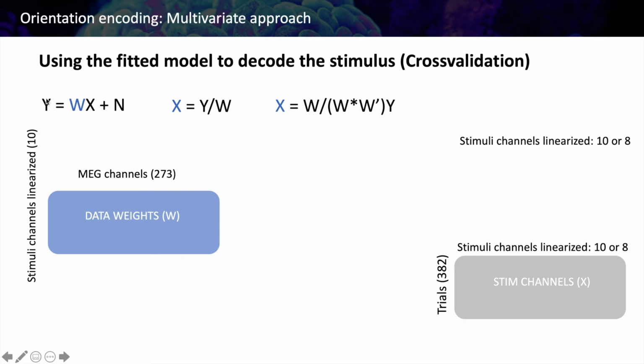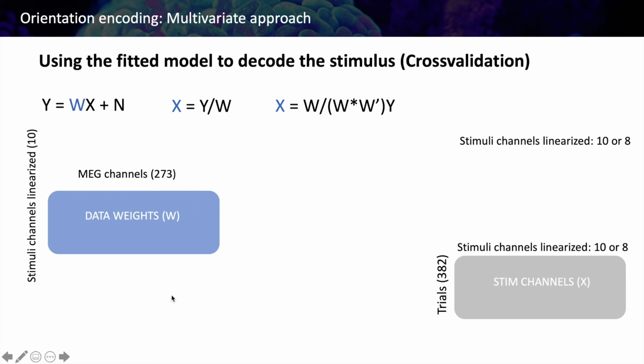So in this case, this is the normal equation. And if we want to decode the X, the stimulus, then what we have to do is move the Y term to the other side. Because we are working with matrices, if we want to do this, we have to apply this operation. So it's the weight matrix divided by the weight matrix, multiplied by the inverse of the transpose of the weight matrix, and multiplied by the data.